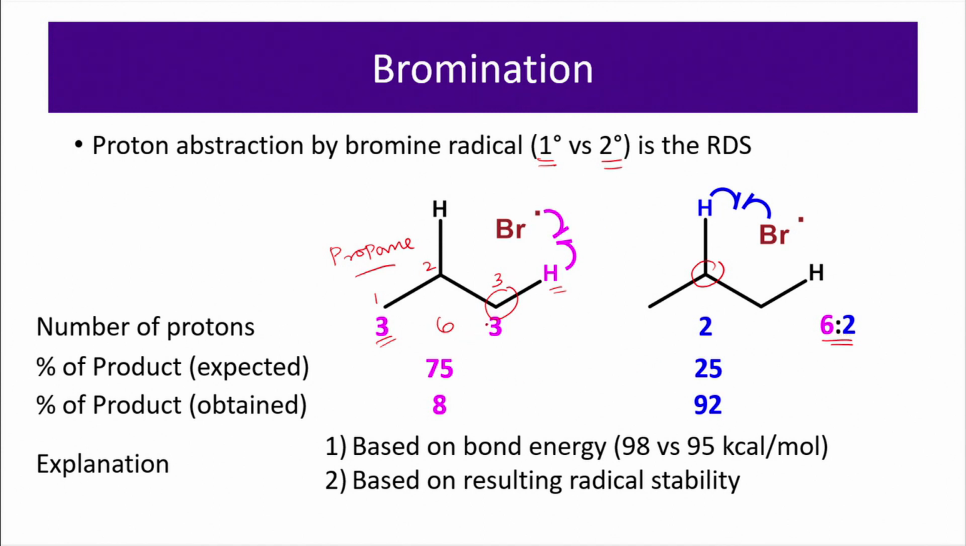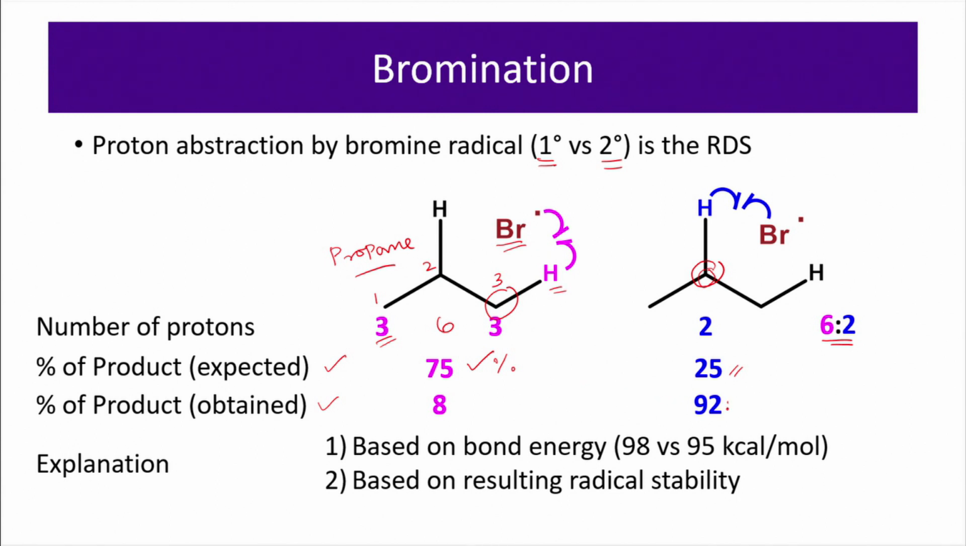So, if the halogen radical, that is, if the bromine takes one of the terminal hydrogens, then we are supposed to end up with 75% of our final product, because there are 6 hydrogens compared to 2 internal hydrogens on the methylene carbon. So, this is the expected one, but unfortunately, what is the obtained one? It is entirely the reverse of what we are expecting.